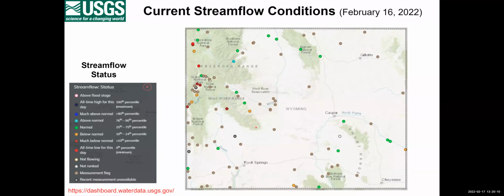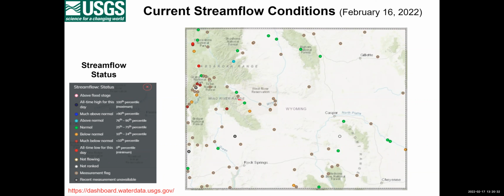Good afternoon, everyone. I'm Scott Whiteman, the Data Operations Section Chief for the USGS Wyoming-Montana Water Science Center. I oversee data collection activities in Wyoming and Montana. I just moved to Billings, Montana. Here we have our current streamflow conditions, and not a whole lot to report here.